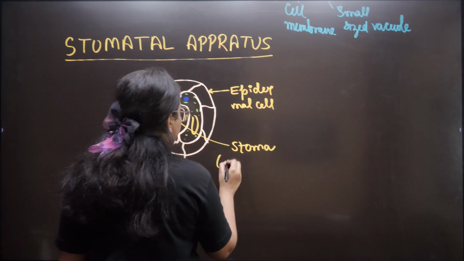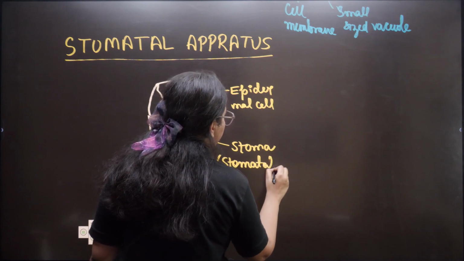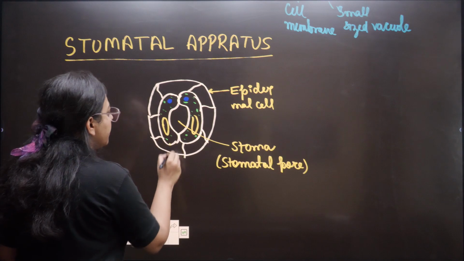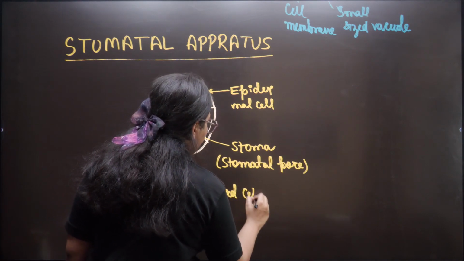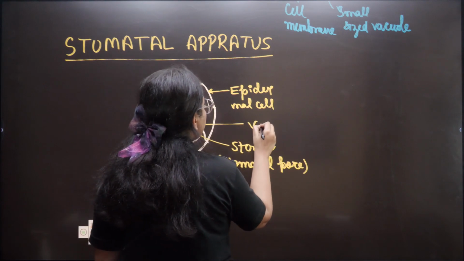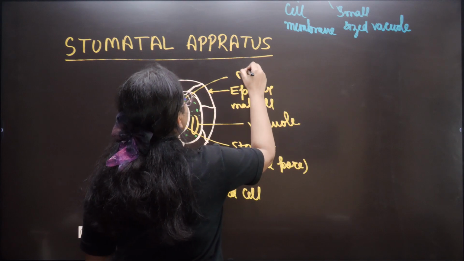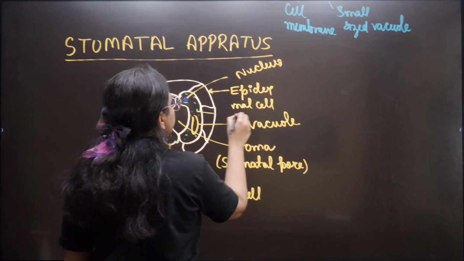Okay, stomatal pore. I'm just writing it, stomatal pore. Somewhere it is written this and somewhere stoma, you can say stoma. This is guard cell. Okay, this is vacuole in the guard cell. This is the nucleus. Okay, and this is the chloroplast.